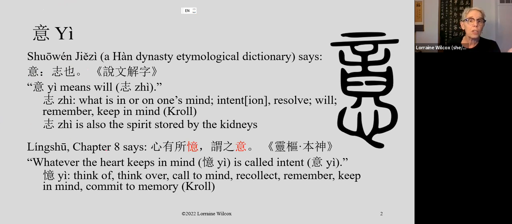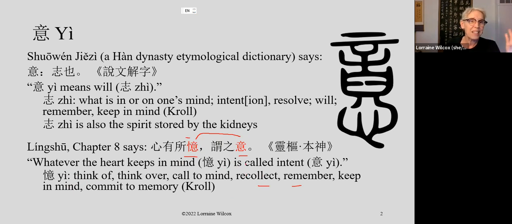Then looking at what does Lingshu say, Lingshu chapter 8 says that whatever the heart keeps in mind, which is this character, is called intent. And if you look at the two characters, you can see the right side of the first character is the same as the whole character of the second one. And this is like E means E. It's pronounced the same too. It's just we're adding the heart radical to it. So that's kind of interesting. This character E that has the heart radical is, among other things, to recollect, to remember, to keep in mind.